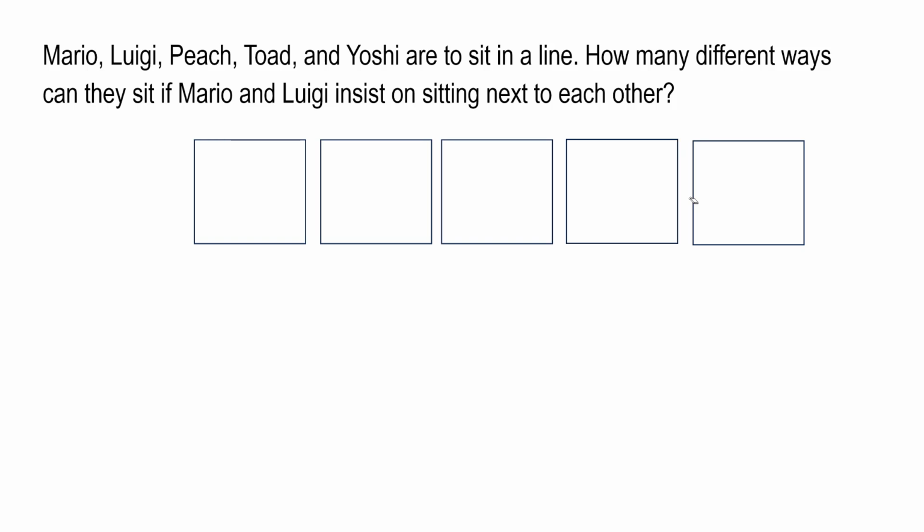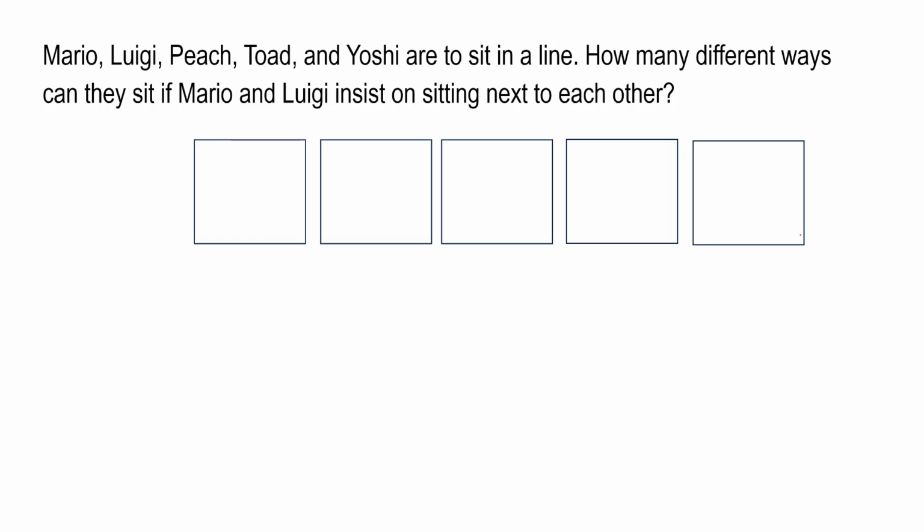So Mario, Luigi, Peach, Toad, and Yoshi are to sit in a line. How many different ways can they sit if Mario and Luigi insist on sitting next to each other? All right, this is a little more complicated because there are lots of ways Mario and Luigi could sit next to each other, and then the other people would be arranged around them. So we have to deal with the condition first, Mario and Luigi.